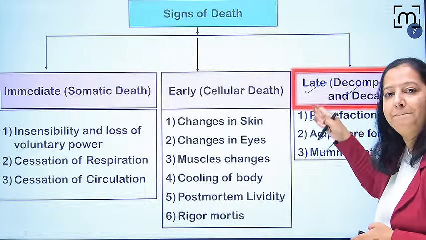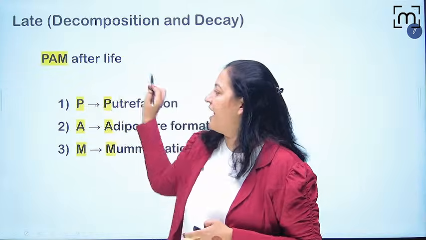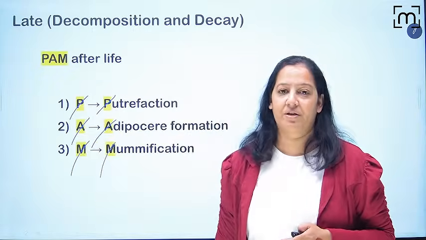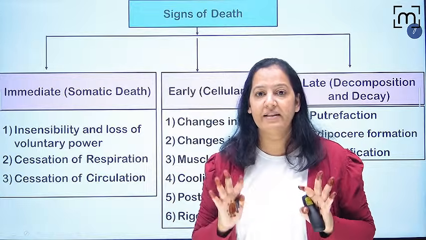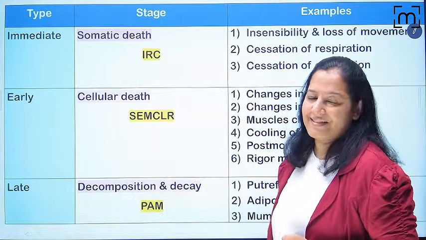The mnemonic is PAM, P-A-M. PAM for afterlife. So P for putrefaction, A for adipocere, and M for mummification. So total 12 changes in front of you which you have learned with the help of the mnemonic can be tied together. You can see total 12 changes in the form of a table.